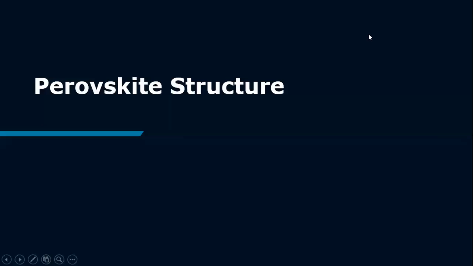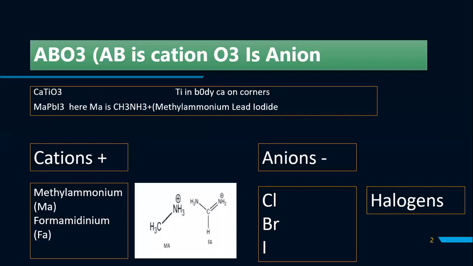Today here we will see what are the perovskite structures. So here is the basic formula of perovskite structure, that is ABO3. Now what is AB? A and B are the cations and O3 are the anions. Here is the list of cations and anions present in the perovskite structures.